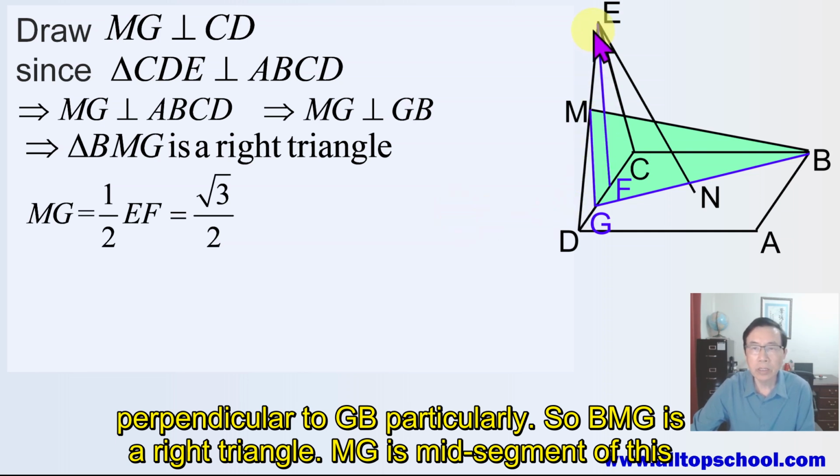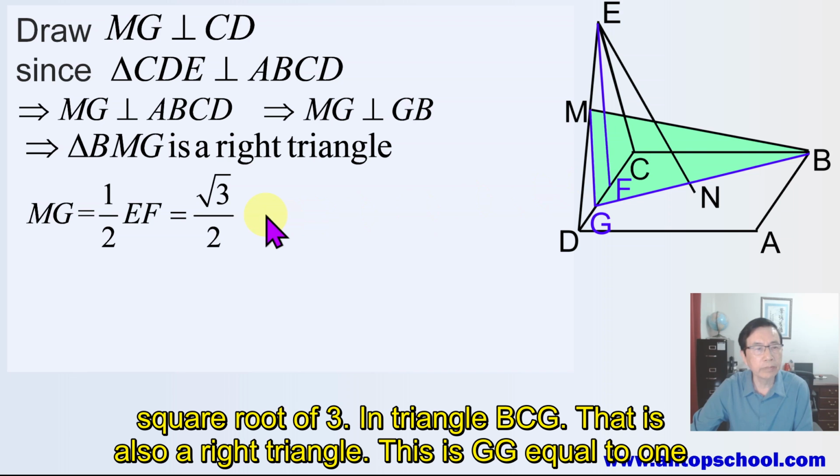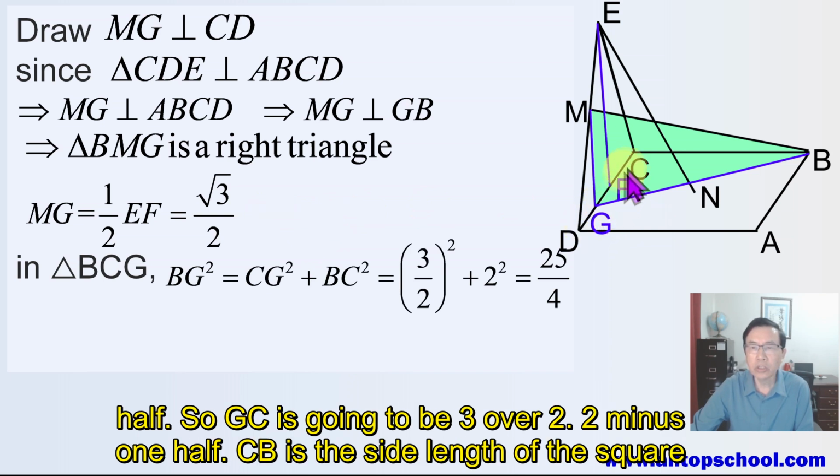MG is a mid-segment of this triangle DEF. That will be half of the length of EF, so we get half of square root 3. Triangle BCG is also a right triangle. DG equals 1 half, so GC is going to be 3 over 2, which is 2 minus 1 half. CB is the side length of the square, which is 2.